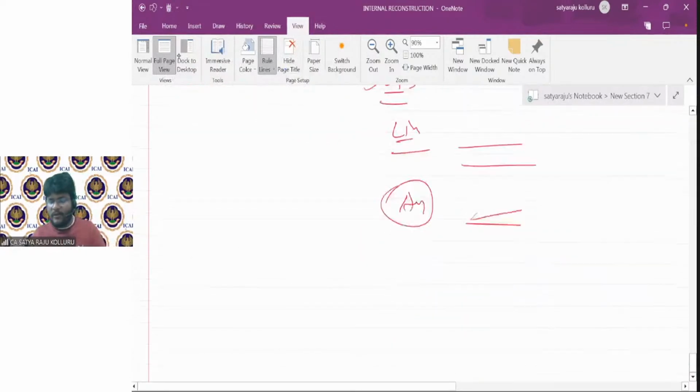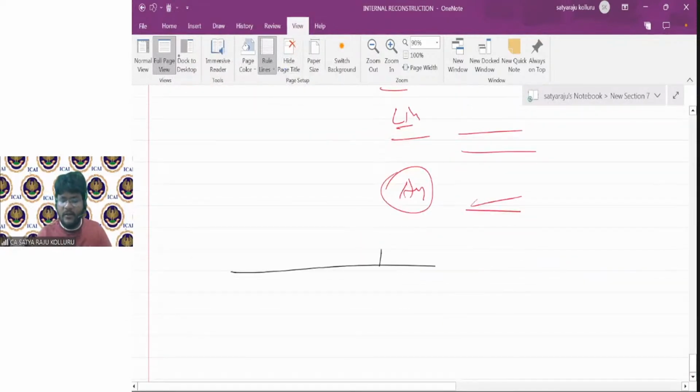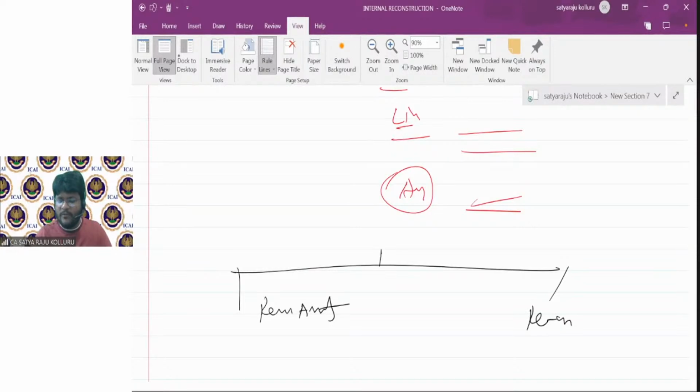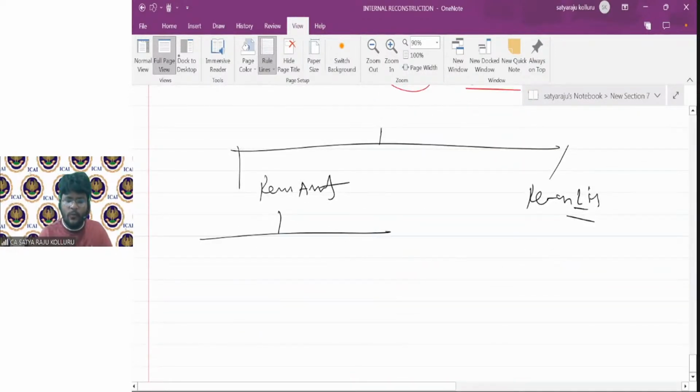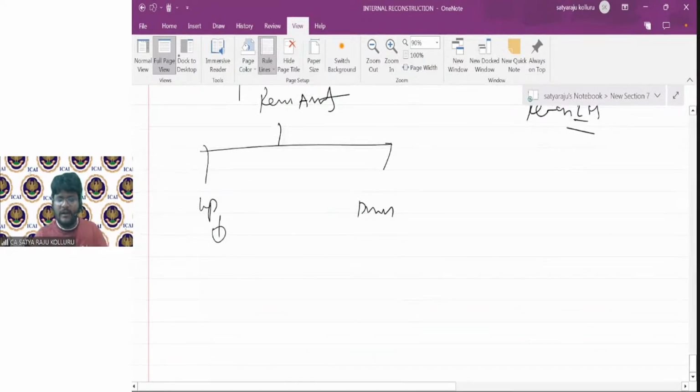Sir, during the process of internal reconstruction, there is a chance of revaluation of assets and reassessment of liabilities. For example, this is revaluation of assets, and this is reassessment of liabilities. Sir, revaluation of assets has two possibilities, upward revaluation and downward revaluation. If it is upward revaluation, what is the journal entry, sir? Asset to reconstruction, which is a profit situation.